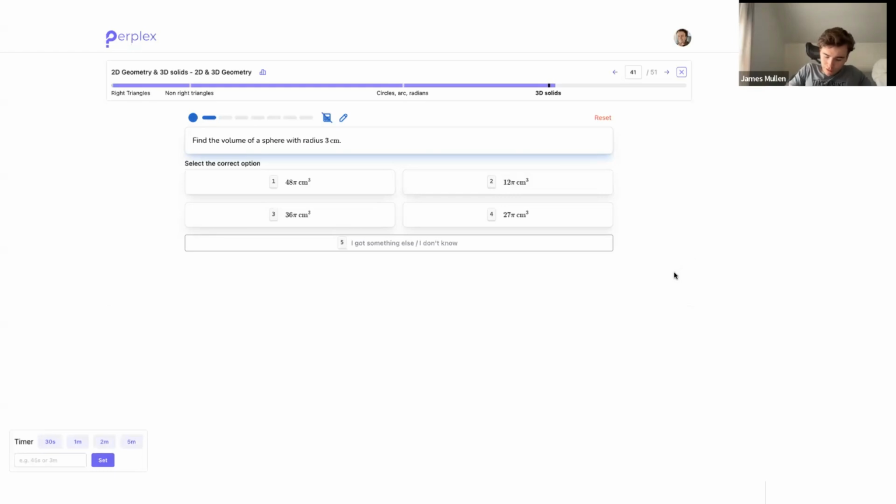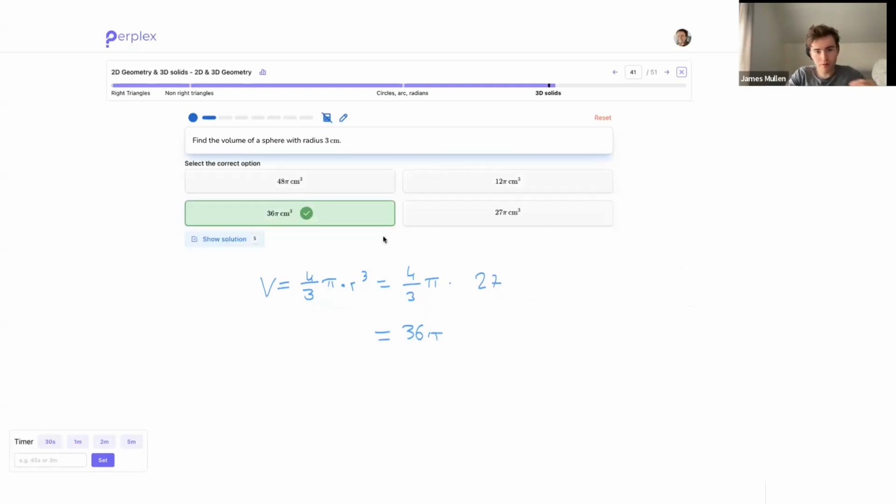I'm going to use the formula V is equal to 4 over 3 pi times r cubed. Or in this case, 4 over 3 pi times 3 cubed. 3 cubed is 27, and I have a 3 in the denominator, so it's just going to be 9. 9 times 4 is 36 pi. Okay? 36 pi is my answer. Centimeters cubed.